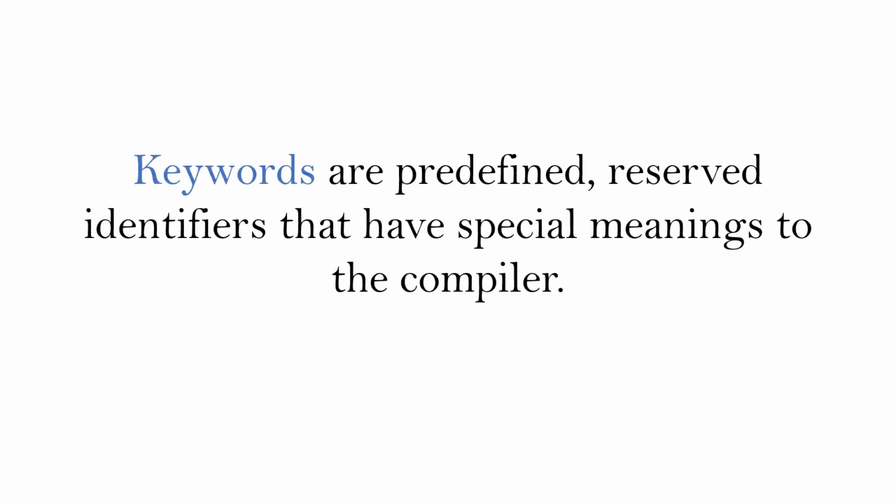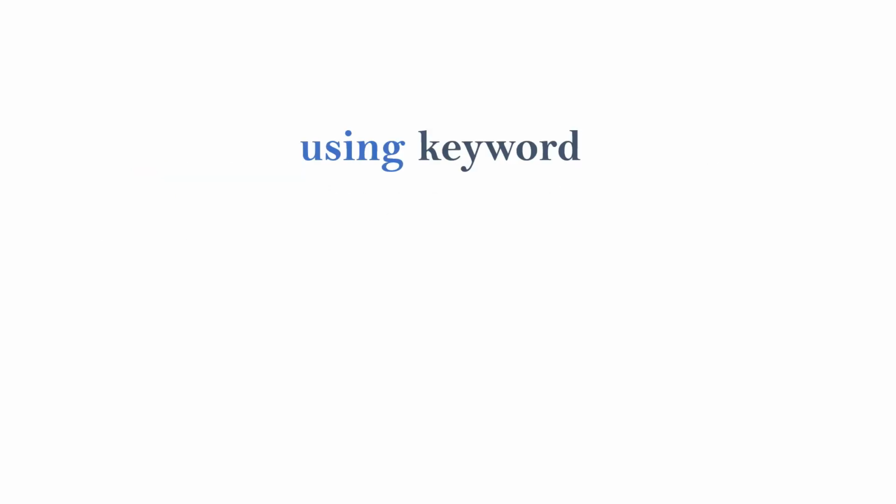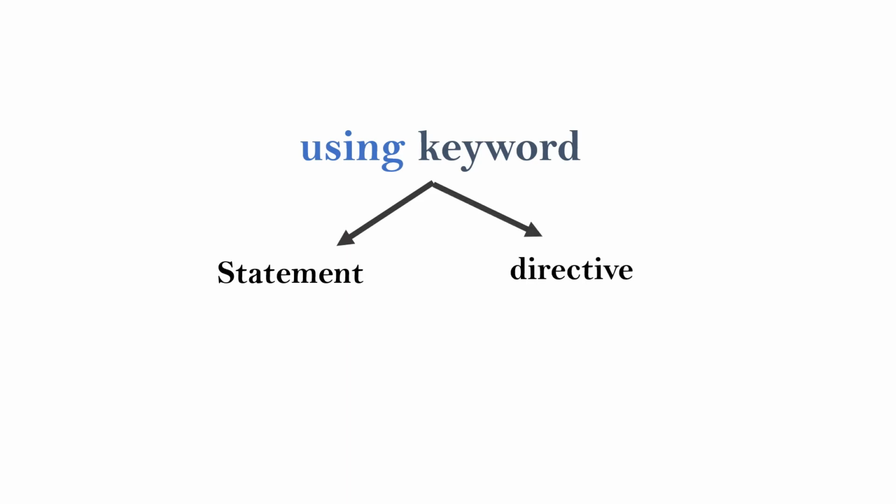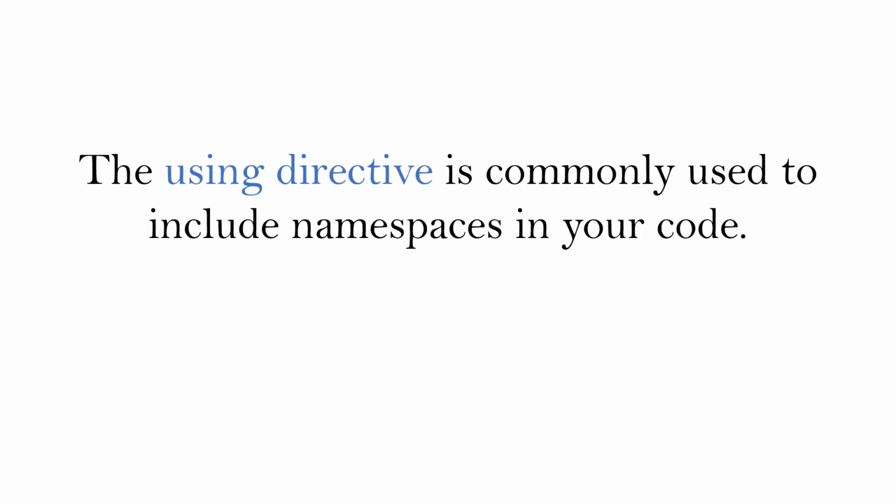In C#, keywords are predefined reserved identifiers that have special meanings to the compiler. In C#, the using keyword can be used as a statement or it can be used as a directive. The first important use of the using keyword is that it is commonly used to include namespaces in your code.